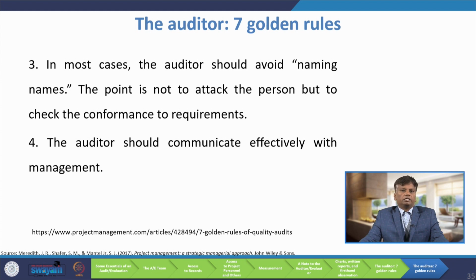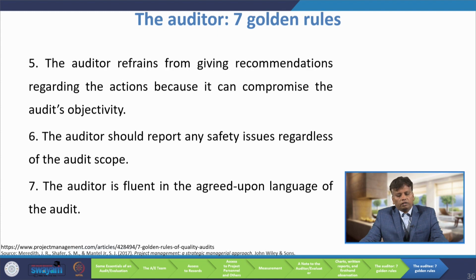The fourth rule is the auditor should communicate effectively with the management. The fifth rule is the auditor refrains from giving recommendations regarding actions because it can compromise the audit's objectivity. The sixth rule is the auditor should report any safety issues regardless of the audit scope. The seventh golden rule is the auditor is fluent in the agreed upon language of the audit. So, these are the 7 golden rules for the auditor.